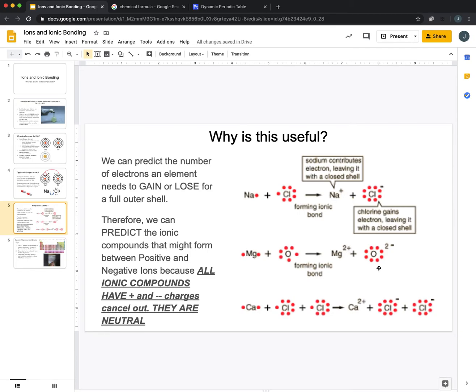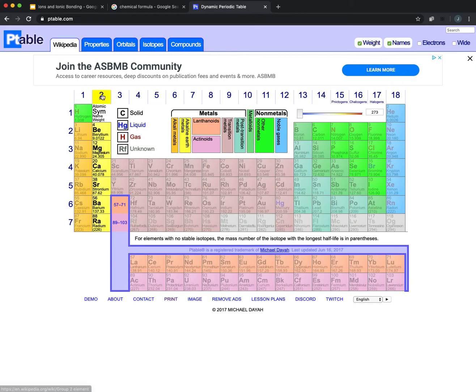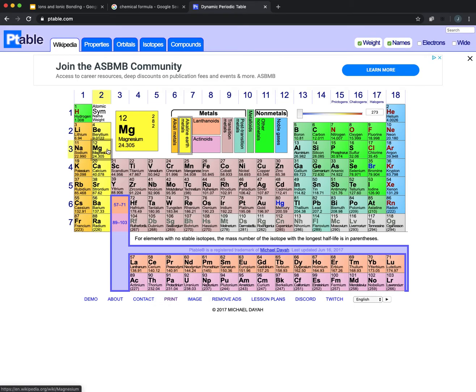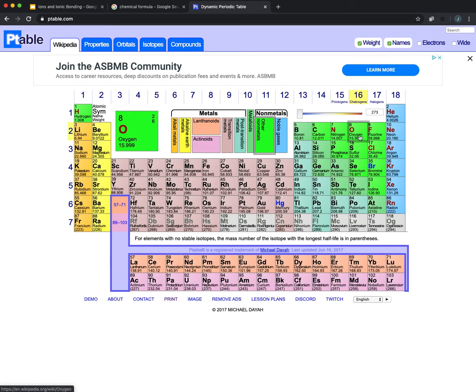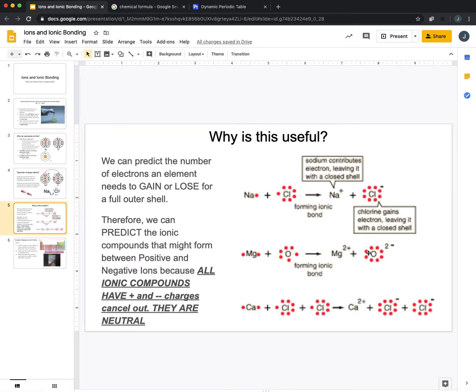So here we have another example of magnesium. Magnesium is in group 2, and because it's in group 2, it has 2 valence electrons in its outermost shell. So that's why we see in its Lewis dot structure 2 dots. Oxygen only has 6 dots. So if we look at oxygen, oxygen is in group 16. So when we look at the charge that oxygen is going to form, it wants to gain 2 more electrons in order to fill its outermost shell.